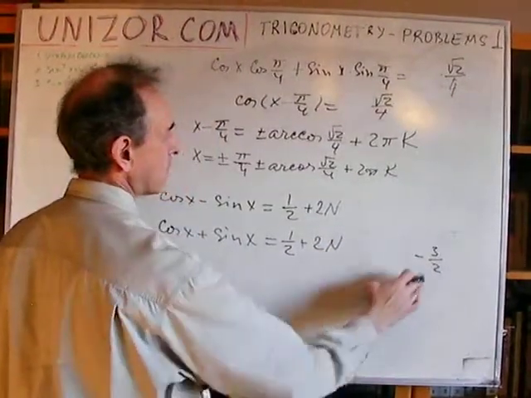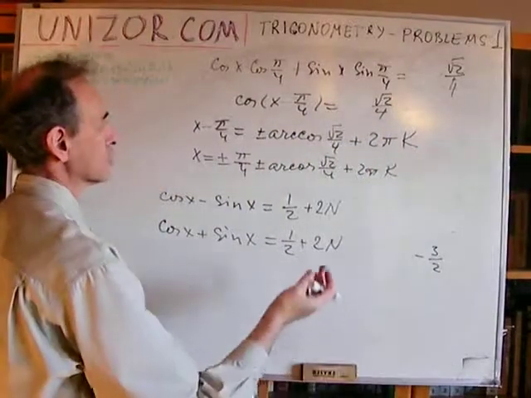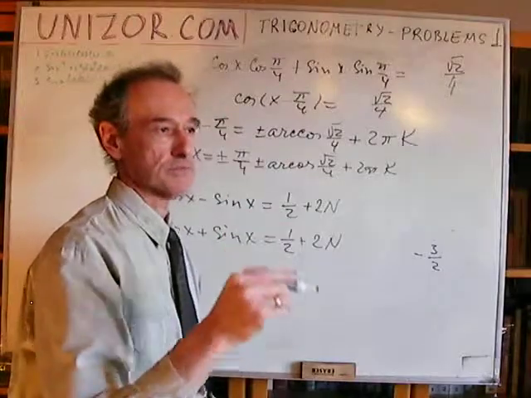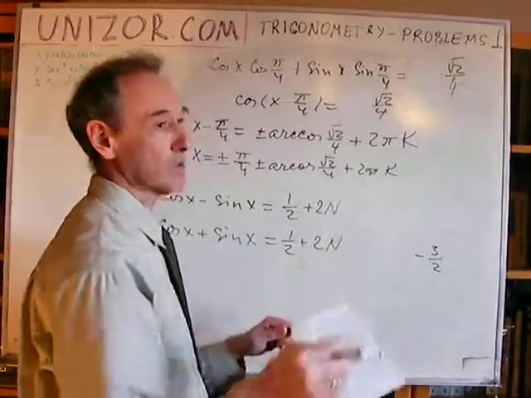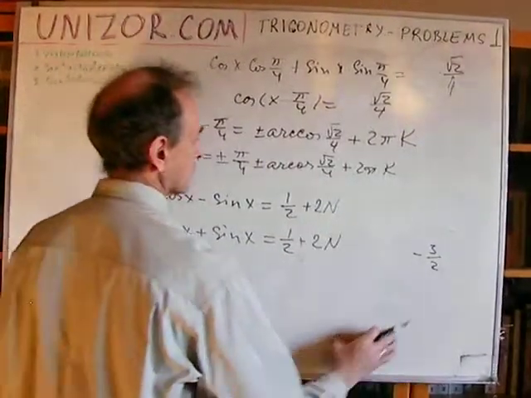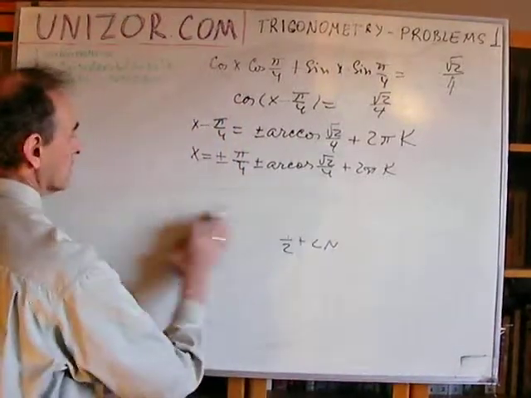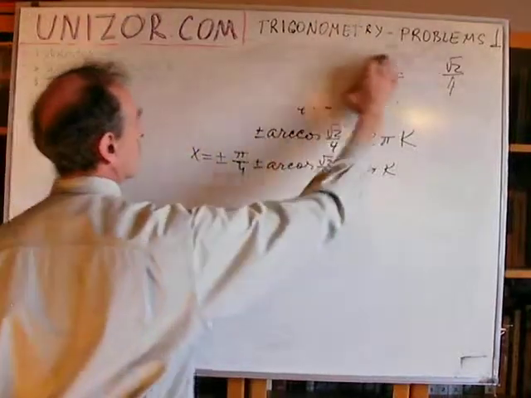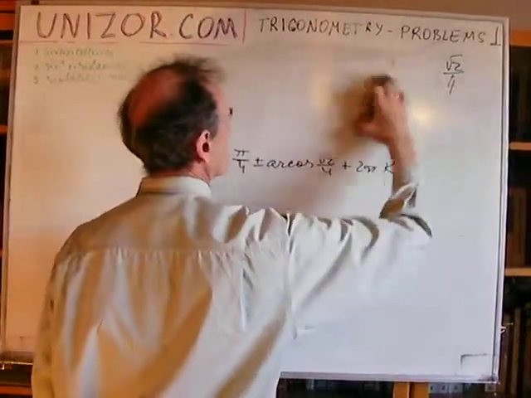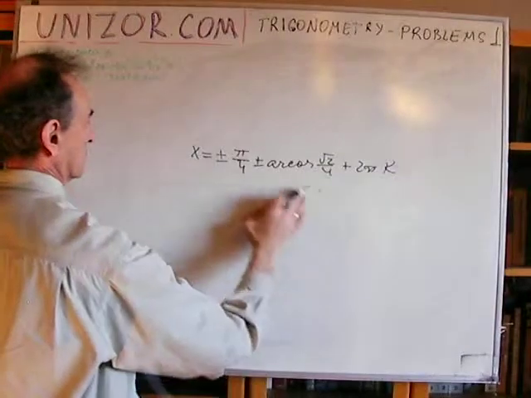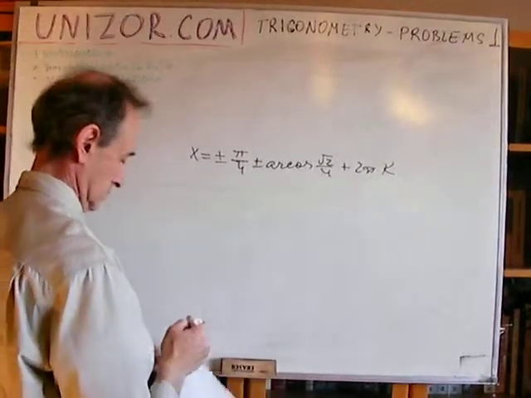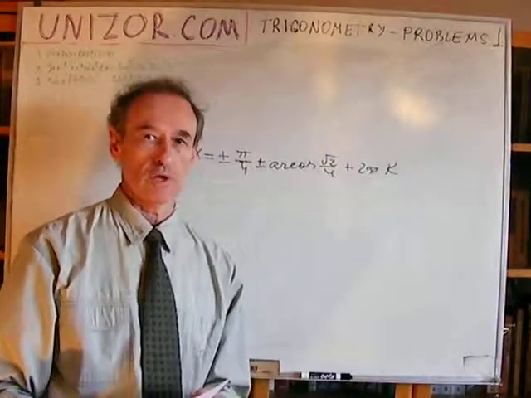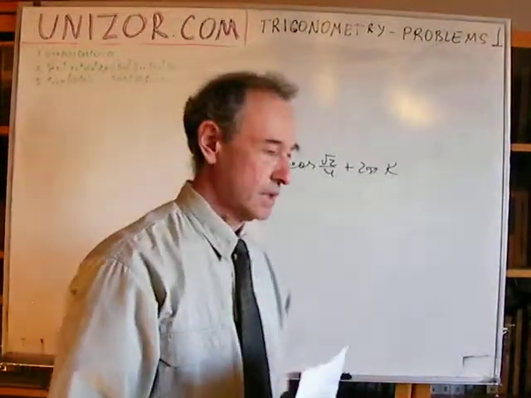Now for minus 3 half, I have exactly the same consideration. I will have minus 3 quarters of square root of 2, which is by absolute value greater than 1, so there is no solutions here. So basically, that's it. We finally got all the solutions, and that's the result. Where k is any integer number. Well, that's it for today.